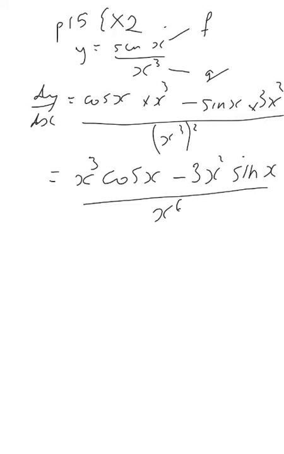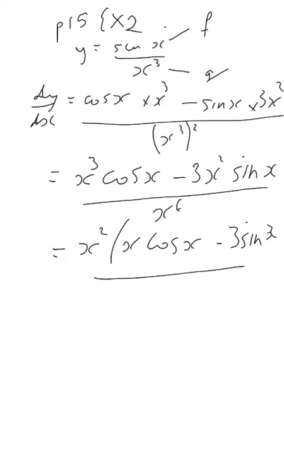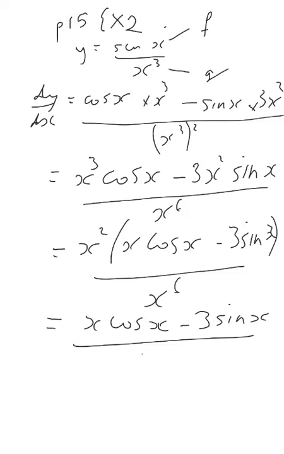Now it's possible to simplify by taking the common factor of x squared from the numerator. So we take x squared, open brackets, x cos x, subtract 3 sin x, and all divided by x to the power of 6. Now we can cancel x squared from the numerator and denominator, which leaves x cos x as the first term in the numerator, subtract 3 sin x, all divided by x to the power of 4.